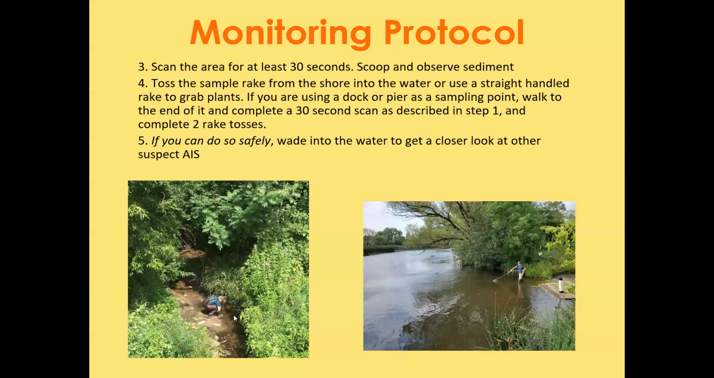Some sites like this one, this very narrow stream site, it would really not make sense to toss a rope rake, right? You would just be tossing it into the plants. And so, just a couple examples of what your monitoring sites might look like. At this site, you might use more of a garden rake situation or just walk in, if you're comfortable, to grab something that you see. And only enter the water if you feel comfortable. If you want to wade in to get a better look at things, you can do that, but it's also totally fine to stay on the shore.